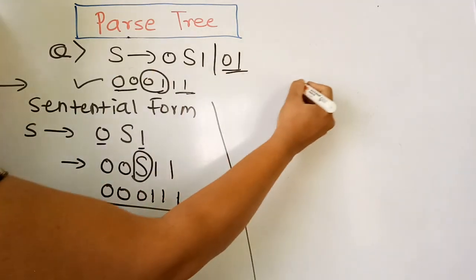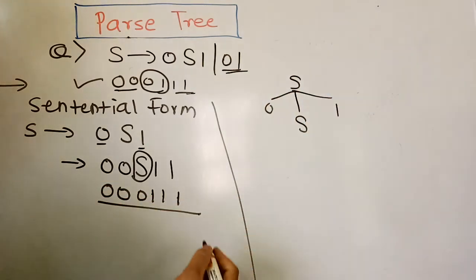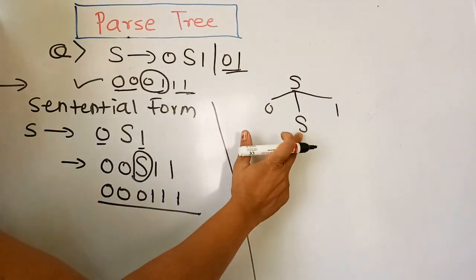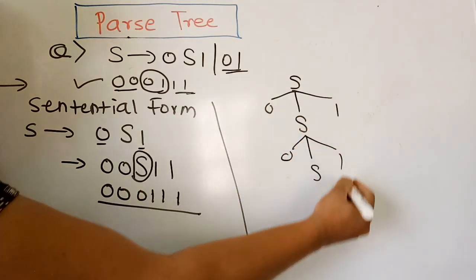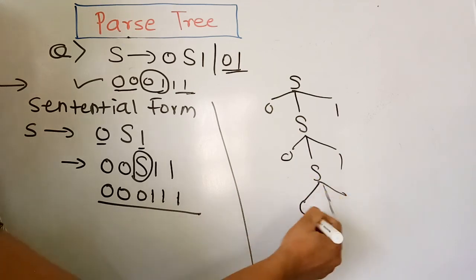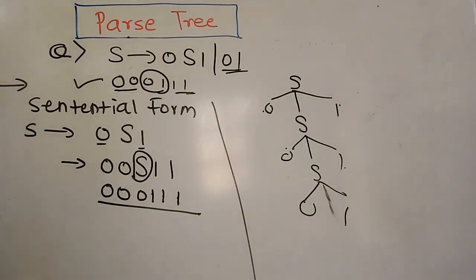Now for the parse tree generation we will take it like 0S1. Now we have to replace S again by 0S1, and now we will replace S by 01, meaning 000111. This is the parse tree form for yielding the string 000111. So this is all about how to solve any grammar, meaning how to yield a string by the parse tree mechanism and the sentential form. Thank you so much.